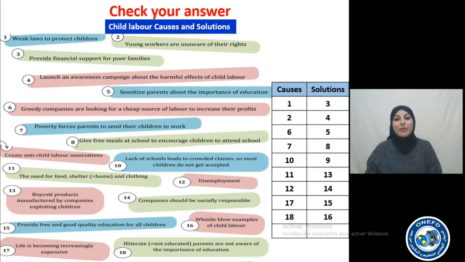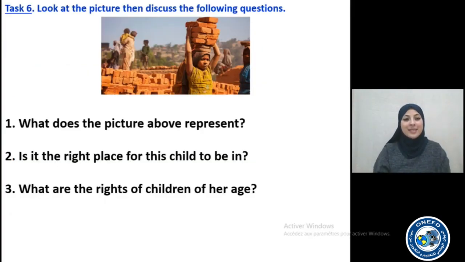Thank you very much for the great job that you have done. Now let's go and see the coming task. Task 6. Look at the picture, then discuss the following questions. Question 1. What does the picture above represent? 2. Is it the right place for this child to be in? 3. What are the rights of children of her age? Take time to answer the questions.